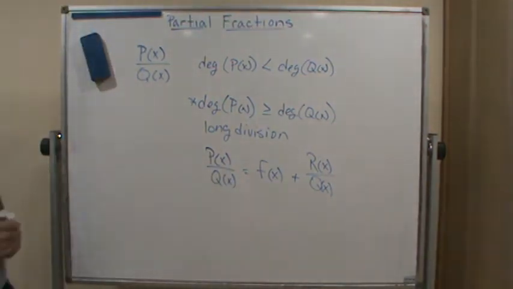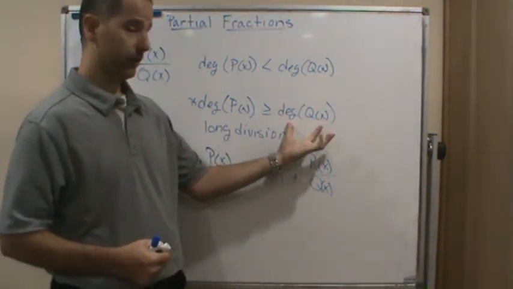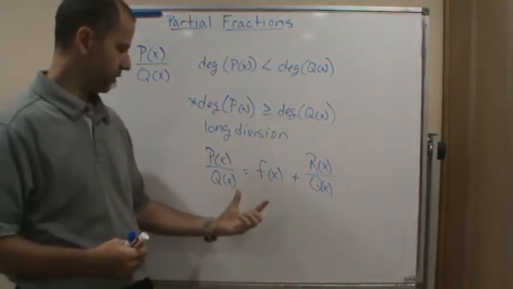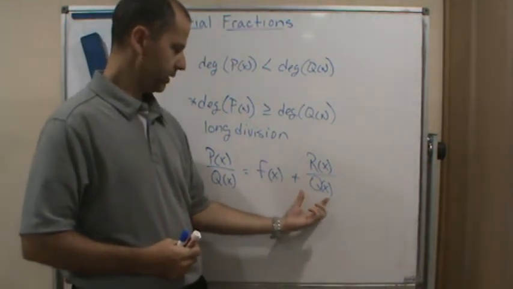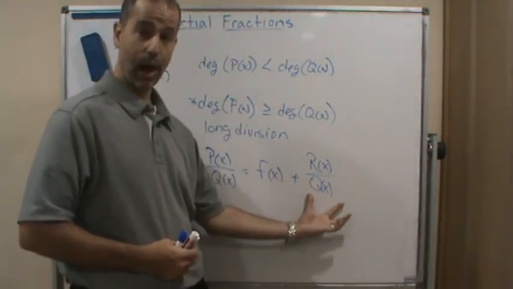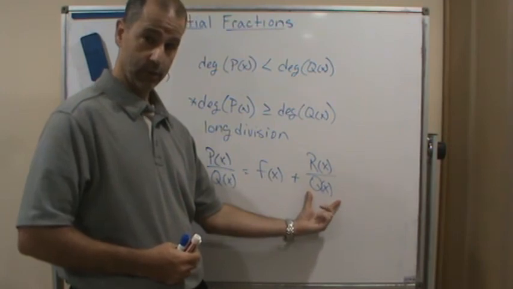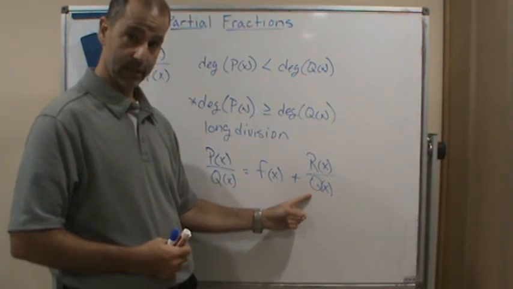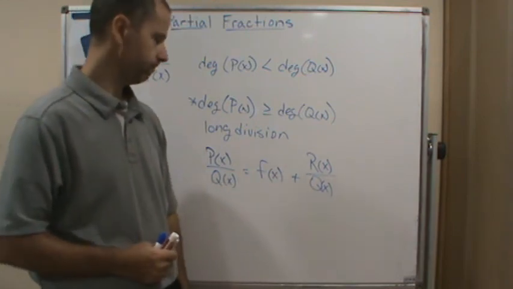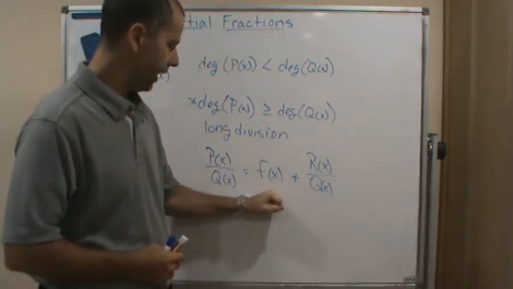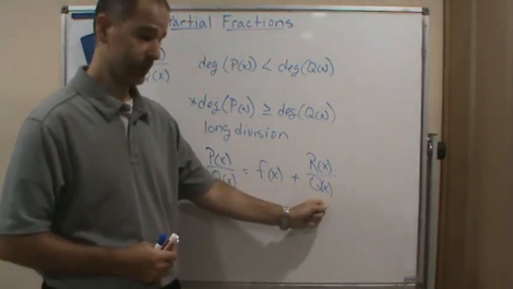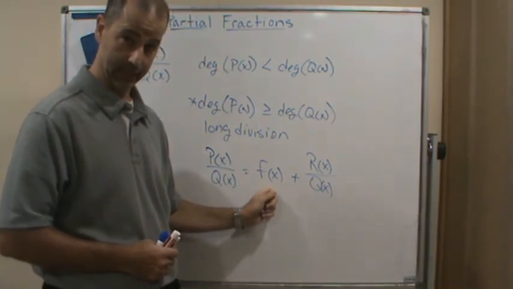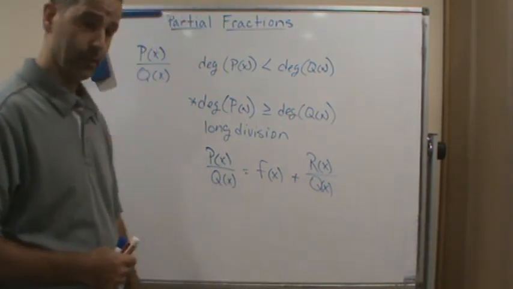Okay, so if the degree of the top is bigger than the degree of the bottom, then we're going to use long division to rewrite this rational expression as a function plus a simpler, proper rational function where the degree of the remainder, r, is less than the degree of q. Then we can use partial fractions on this piece, and of course we should be able to integrate this piece easily. Okay, and that's it.